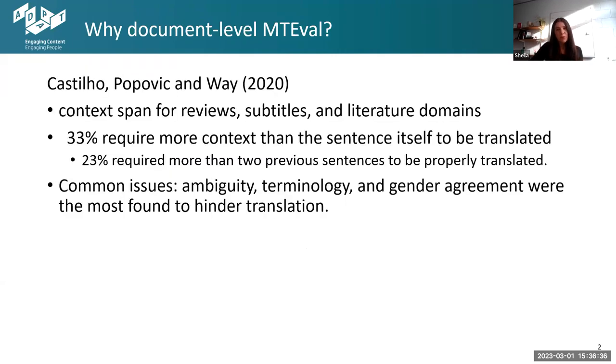So from previous work that we did back in 2020, we found that 33% of the sentences that we tested required more context than the sentence itself to be translated and evaluated. And of those 33%, 23% required even more than two previous sentences to be properly translated. So I don't know if you know, but generally when we talk about document level in machine translation, now it's changing a little bit, but generally we talk about two surrounding sentences of the source sentence we're trying to translate. So this experiment that we had shows that document level evaluation is important to the assessment of the contextual issues, which sometimes if you have the single sentence is impossible to recognize, and that leads to misevaluation.